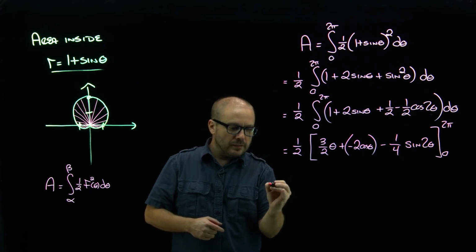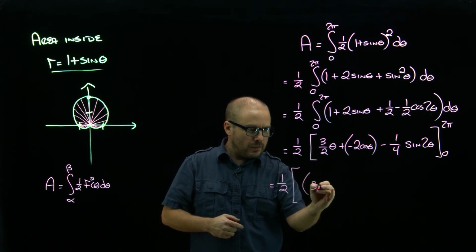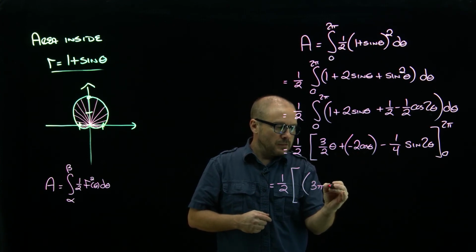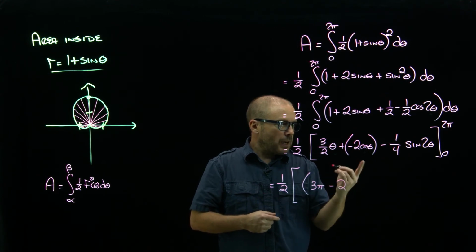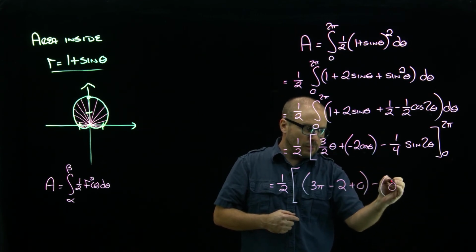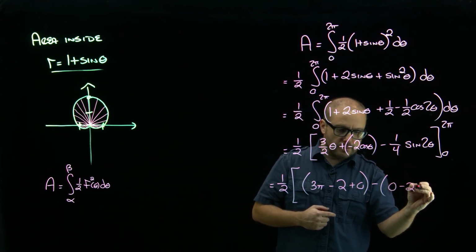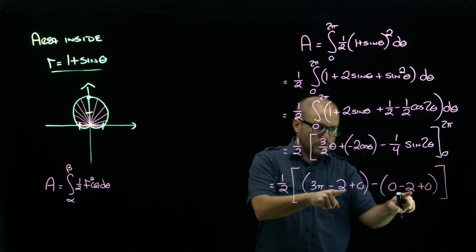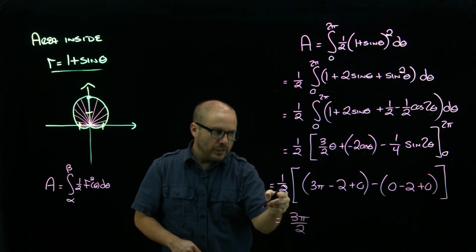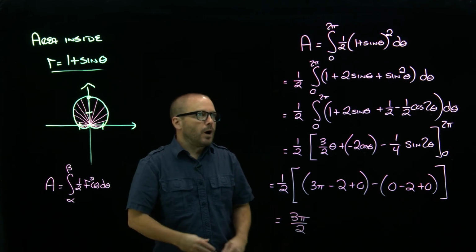Now we just evaluate. 2 pi into there would be 3 pi. Cosine of 2 pi is 1, so that's minus 2. Sine of 2 pi is 0, so plus 0. And then 0 into there is 0. Cosine of 0 is 1, so minus 2. And sine of 0 is 0. Those 2's cancel. So we're just left with 3 pi times the half, or 3 pi over 2. So take advantage of symmetry if you want. I decided not to here.